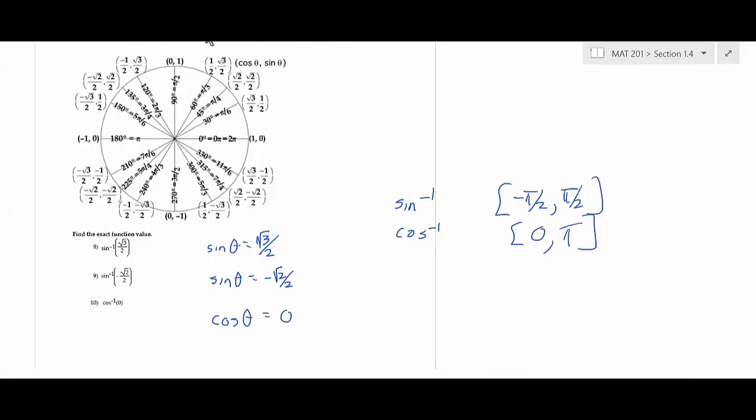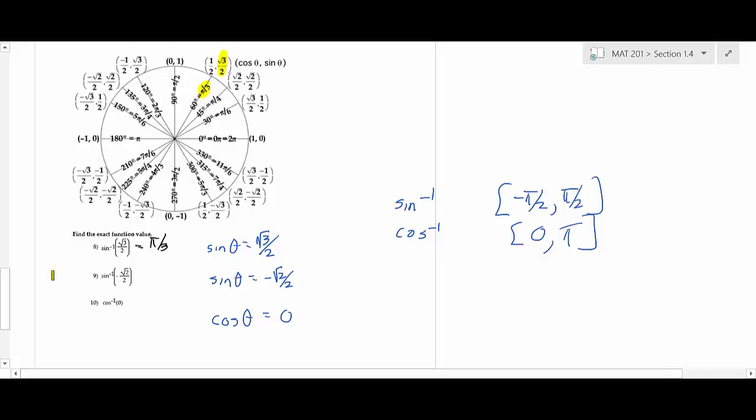Okay, can you tell me what the answer to number 8 is? Radians. Give me radians. So what is it? Pi over 3. Okay, that's good. Here's the one that students mess up on all the time. Can you tell me what the answer to this one is?